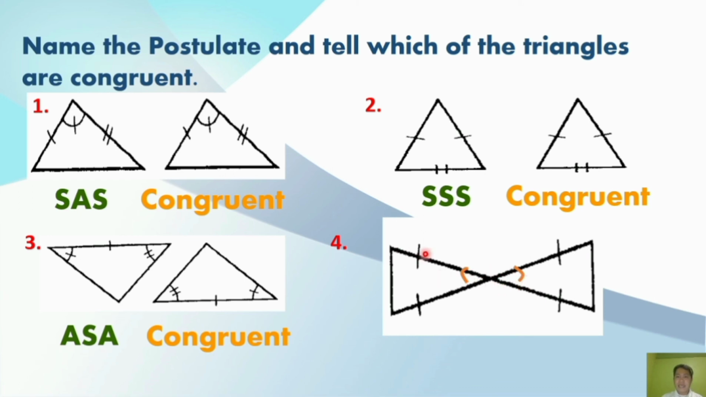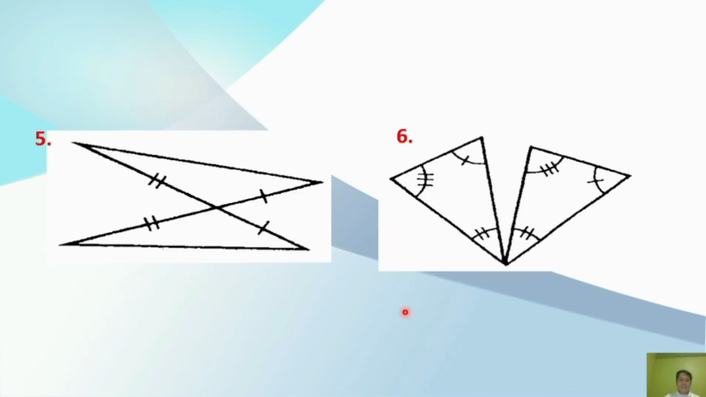So we have side, angle, side, or SAS. And obviously, the two triangles here are congruent based on SAS congruence postulate. Next, in number 5 and number 6.